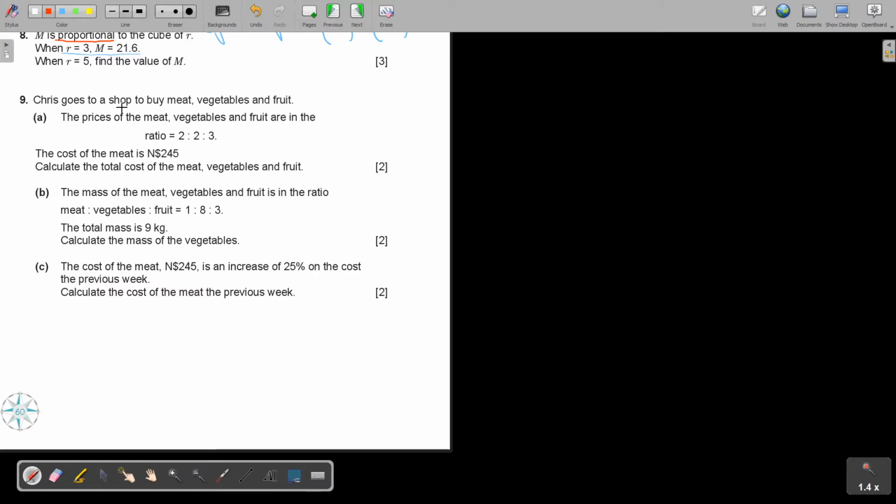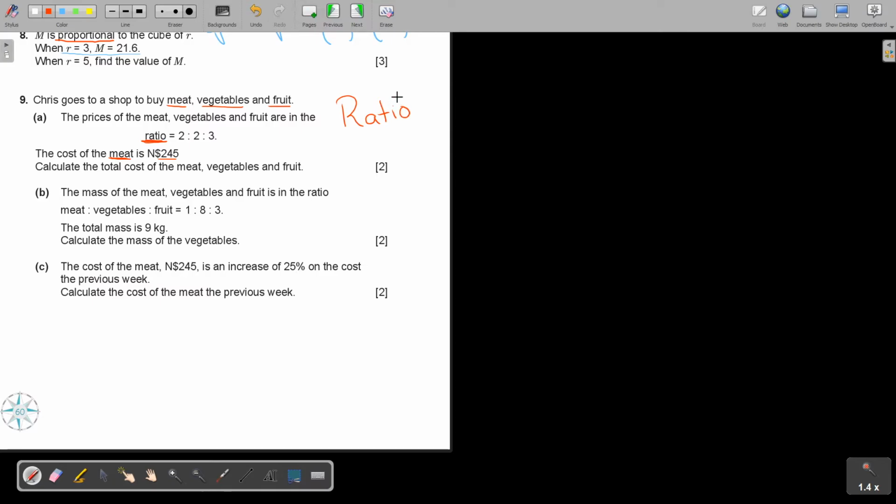Chris goes to a shop to buy meat, vegetables, and fruit. The prices of meat, vegetables, and fruit are, oh, there it is, in the ratio 2 to 2 to 3. The cost of the meat is this. Oh, not the total cost, only the meat is this. Calculate the total cost of the meat, vegetables, and fruit. Okay, so I must go back to ratio.